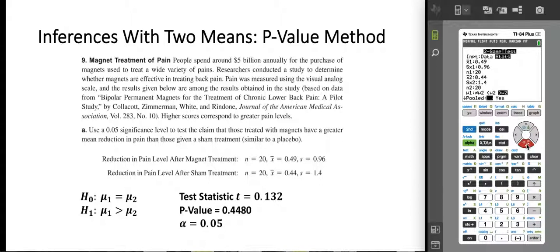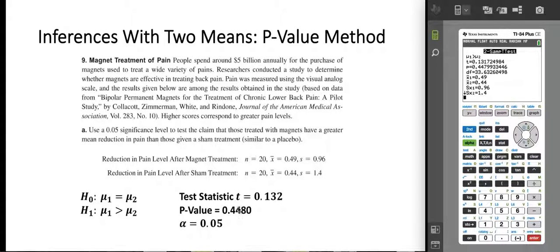The calculator is going to ask you whether the data is pooled or not. You can read about this in your book. Your book in this chapter will talk about when you pool the data. It has to do with whether or not you know the population standard deviations. And in real life, you don't usually know the population standard deviations. So for all of the problems we're doing in this class, you should choose no. And then we're going to press calculate.